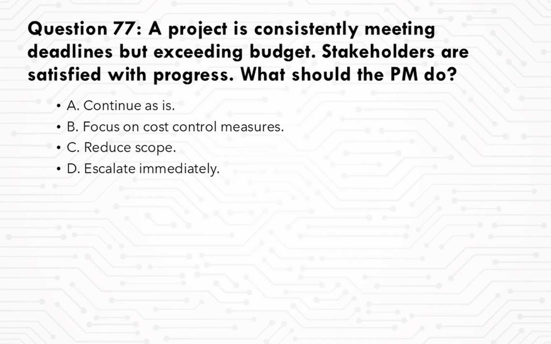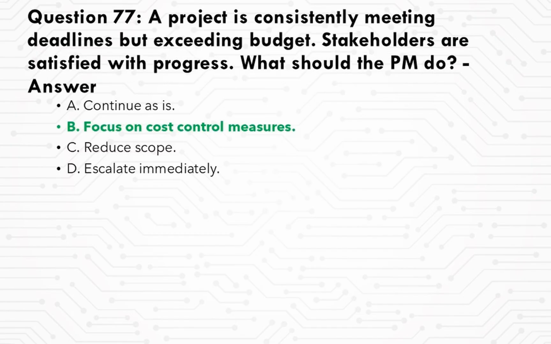Question 77. A project is consistently meeting deadlines but exceeding budget. Stakeholders are satisfied with progress. What should the PM do? A. Continue as is. B. Focus on cost control measures. C. Reduce scope. D. Escalate immediately. Answer: B. Cost overrun is still a problem even if stakeholders are currently satisfied.